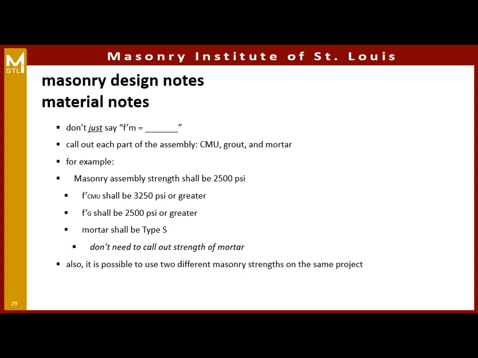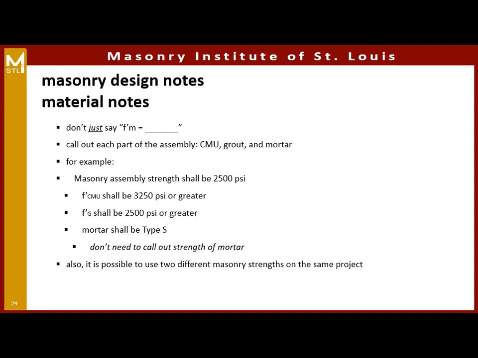and for that, based on the unit strength method, we show that our block strength should be 3,250 or greater. Grout strength, since the F prime M can't be higher than the grout strength, grout should be 2,500 or greater. And then call out a mortar type S, which is typical for structural applications.